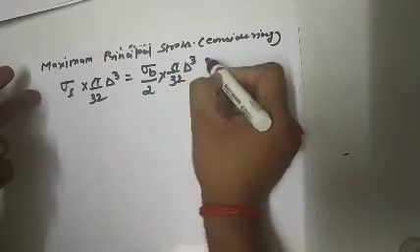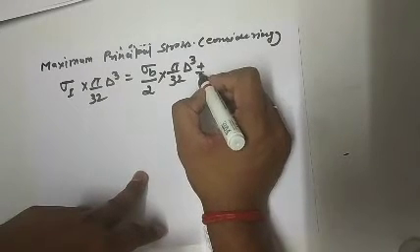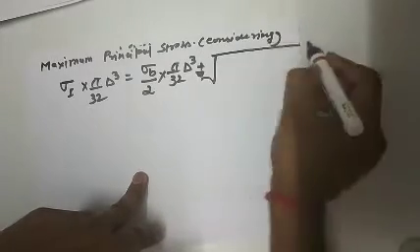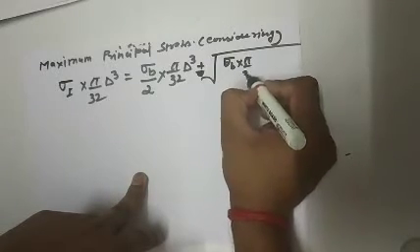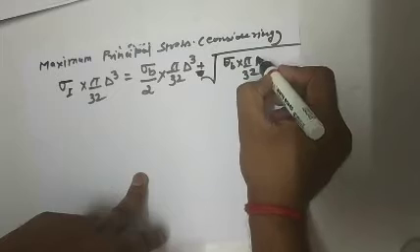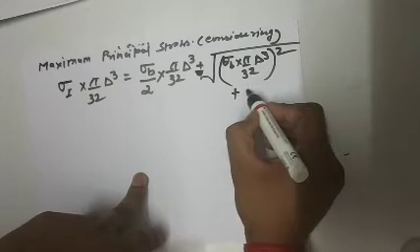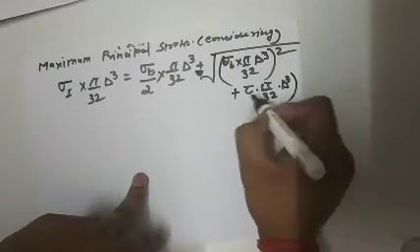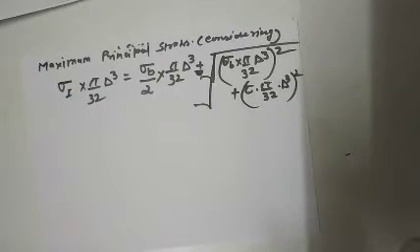d cube, and plus minus, sorry, there will be no minus, take only plus, under root of (sigma b into pi by 32 d cube) square plus (tau into pi by 32 d cube) square. The expression will come like this.